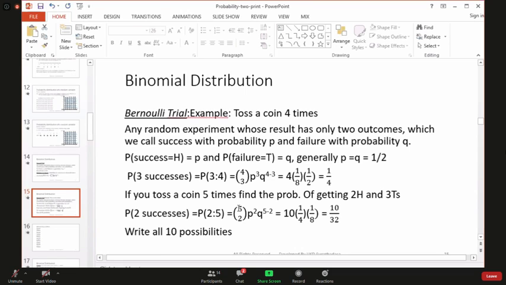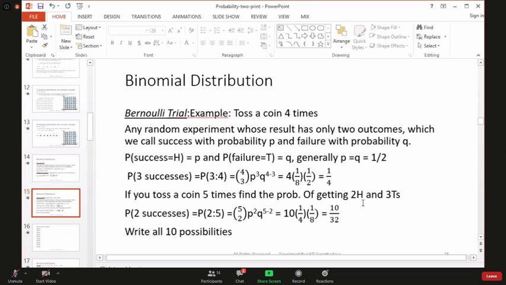P2, Q3 means 1 upon 8, so 10 by 32. Then 32 is the total number of outcomes. You get at least 10 possibilities.